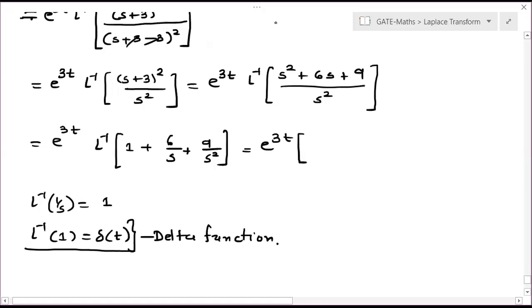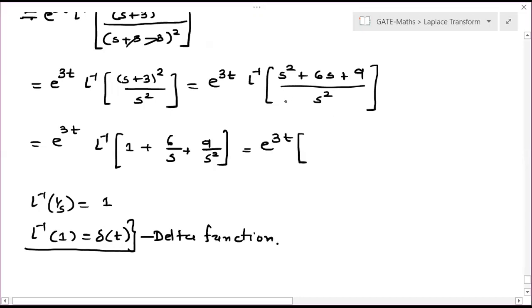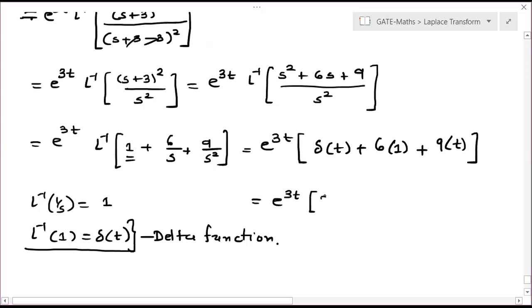And what is this delta function? It is a suspense for you now. I will explain. Okay, so this is e to the power 3t, Laplace inverse of 1 is delta t, plus 6 Laplace inverse of 1 by s, it is 1, plus 9 Laplace inverse of 1 by s square, it is t. Right? Today morning only we have seen this: t to the power 2 minus 1 divided by (2 minus 1) factorial, that is 1 factorial. So this will be your e to the power 3t, (delta t plus 6 plus 9t).